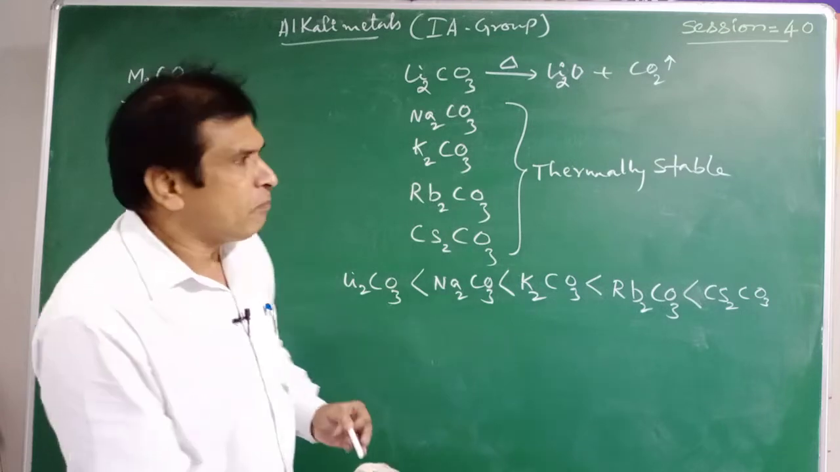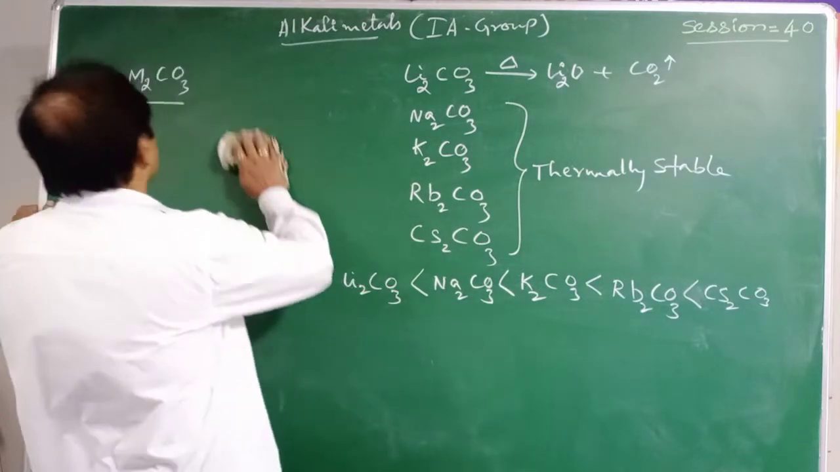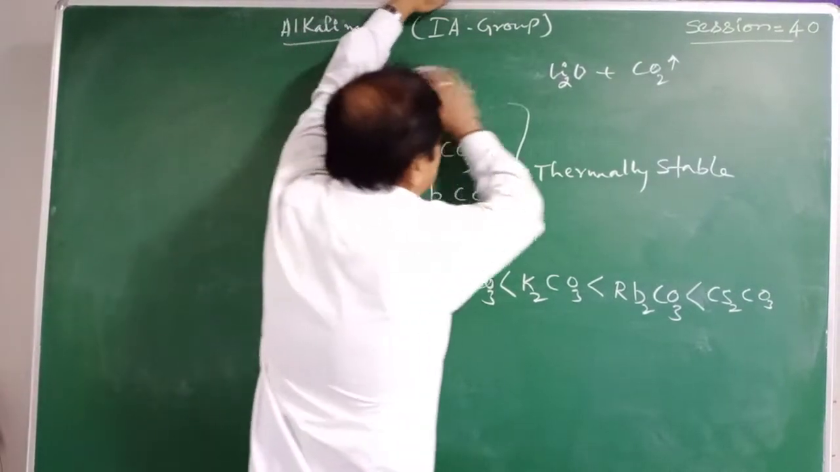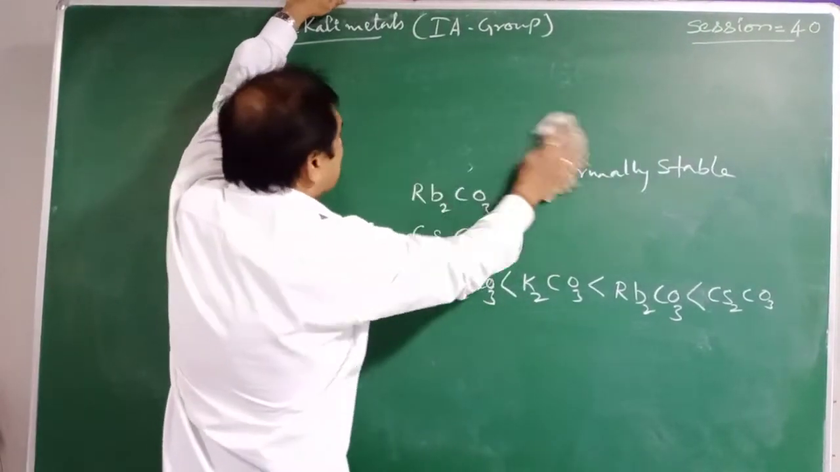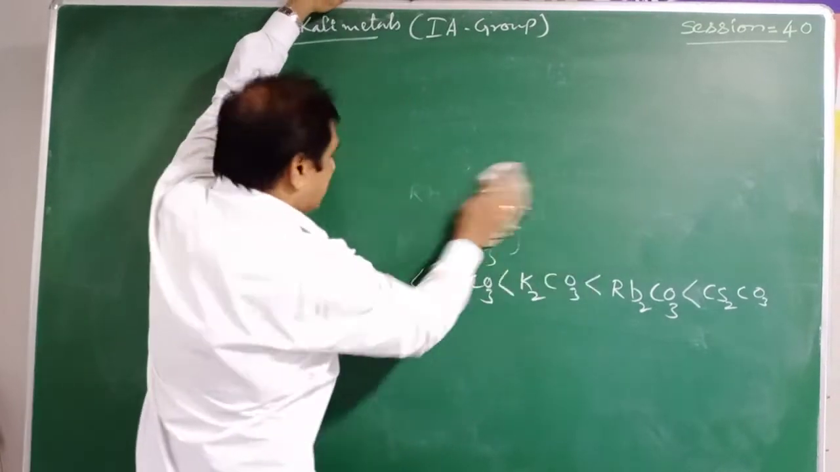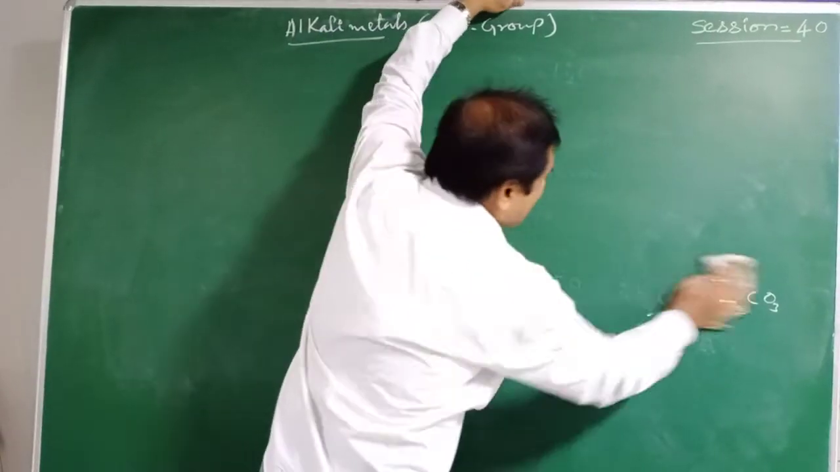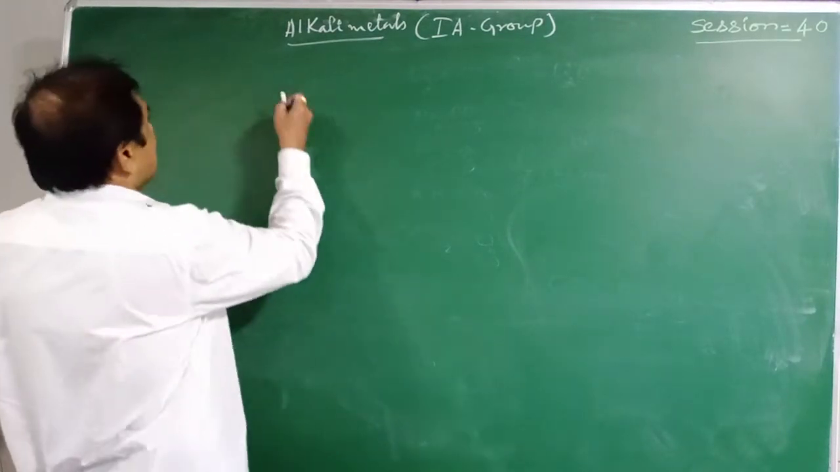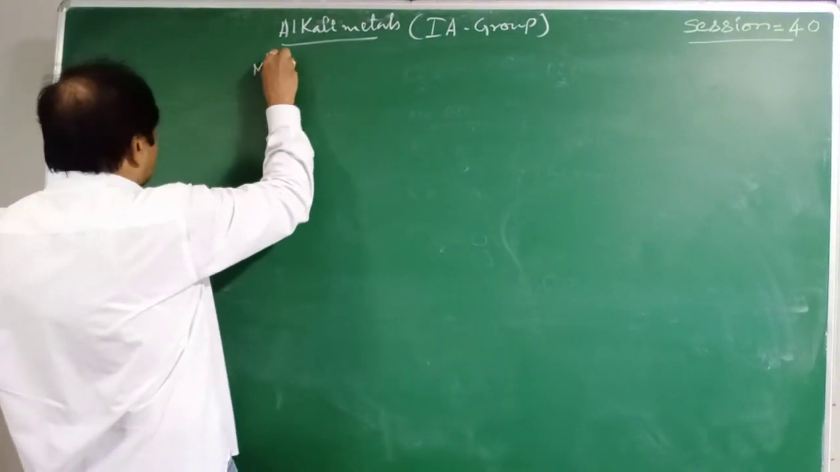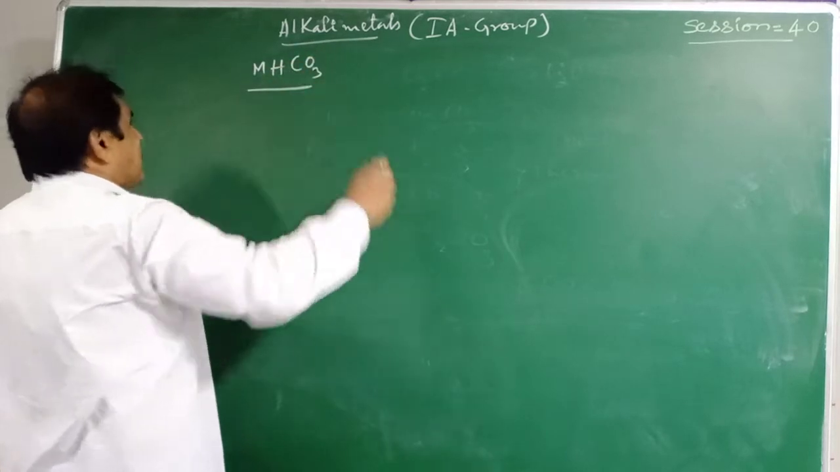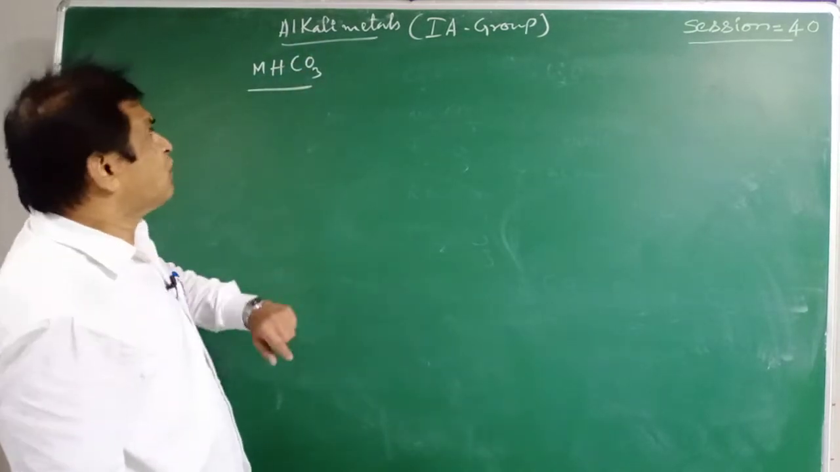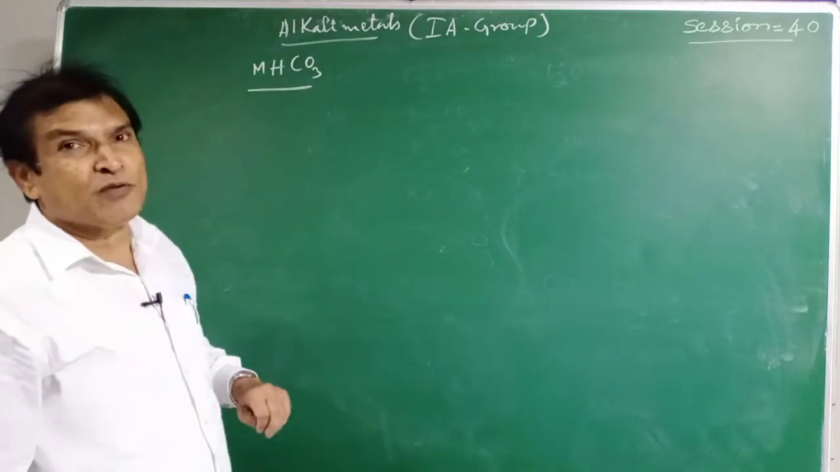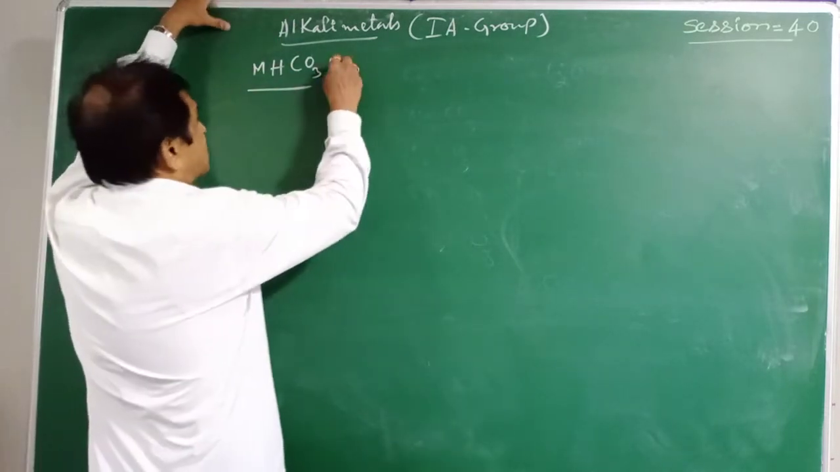Now coming to the bicarbonates. Bicarbonates of alkali metals, that is 1A group elements. Alkali metals can form MHCO3 type of bicarbonates. The general formula is MHCO3 type of bicarbonates. They are all solids.